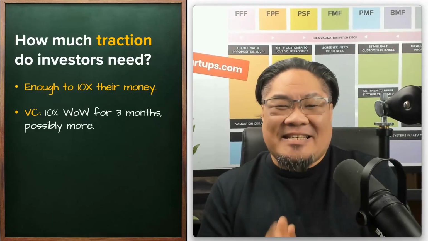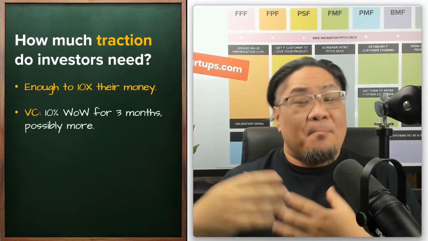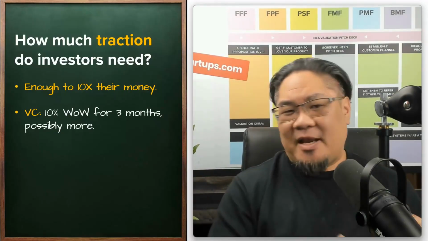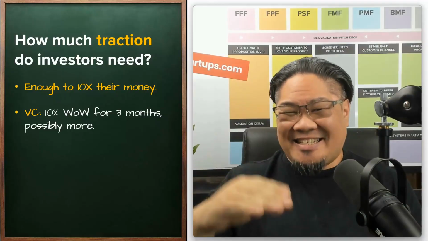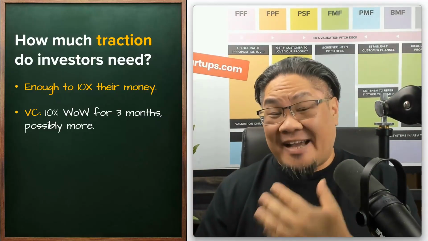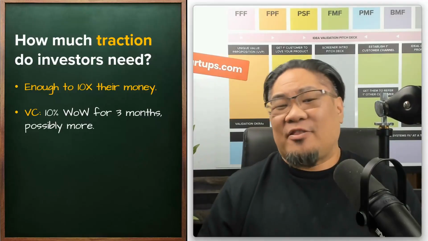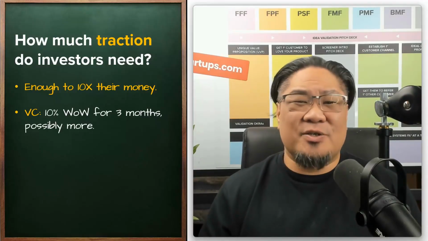After that, VCs need to see 10% week over week growth for probably about 3 months, maybe longer, depending on industry, depending on the VC. But if you can show consistent growth, 10% week over week, it might take you a few months to get there, to find the channels and find out what is necessary to achieve that growth. You're going to be fine. 3 months or more, it's pretty much yours to lose at that moment in time.